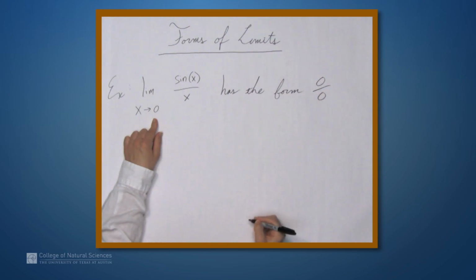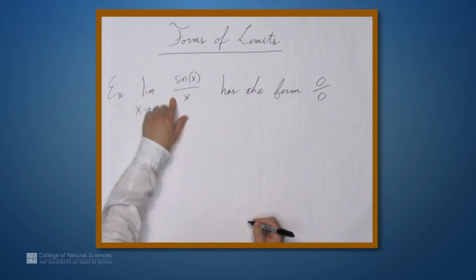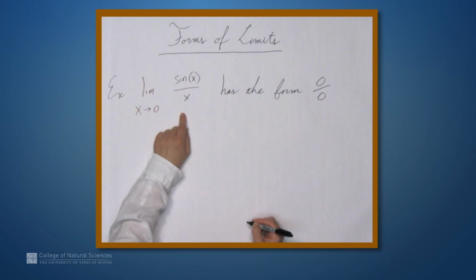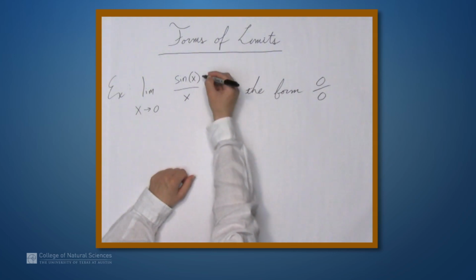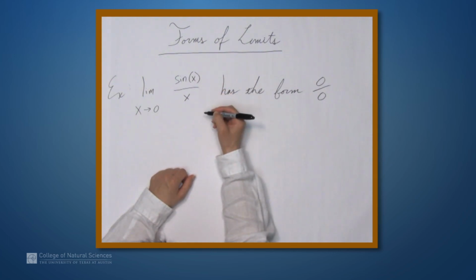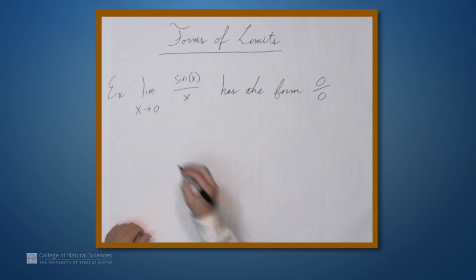0 over 0. So we've split the expression in the limit into two pieces. In this case, it's a ratio of two functions, and we look at each limit separately. So we look at the limit of the numerator and the limit of the denominator. And in both cases, there's 0. So this has the form 0 over 0.